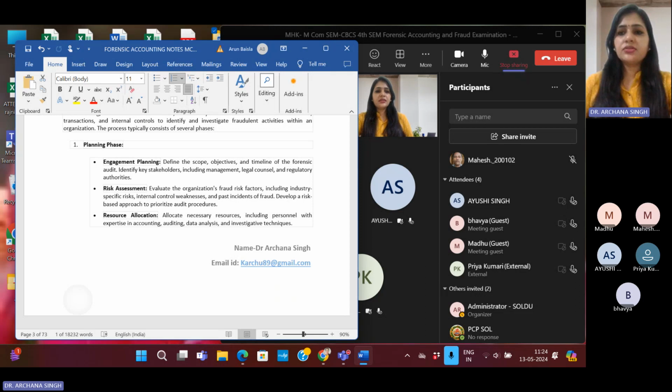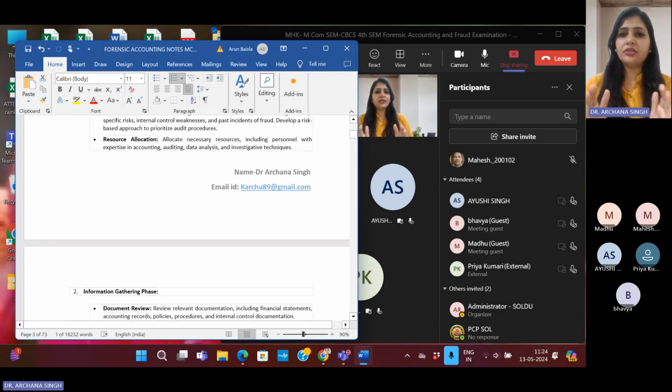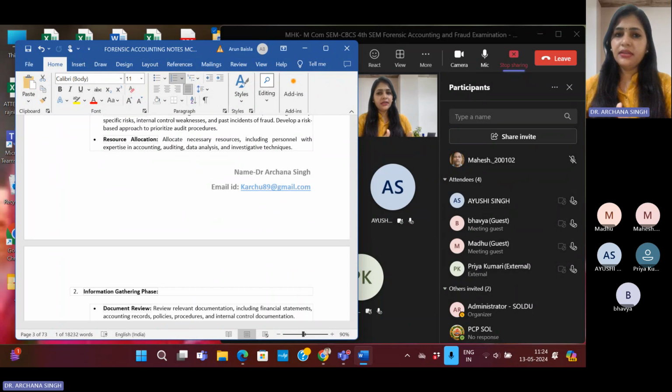Then next is resource allocation. Resource allocation means कि जो आपके resources हैं, that includes personnel with expertise in accounting, auditing, data analysis, or investigation techniques. So those personnel should be allocated necessary resources. So allocate those necessary resources, which includes your personnel with expertise in accounting, auditing, data analysis, and investigation techniques.